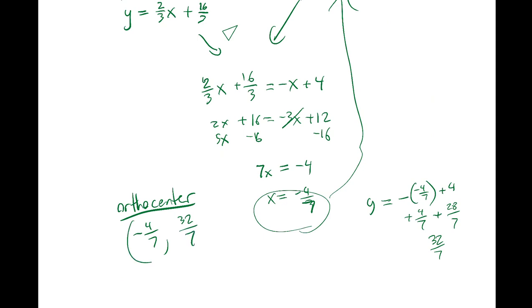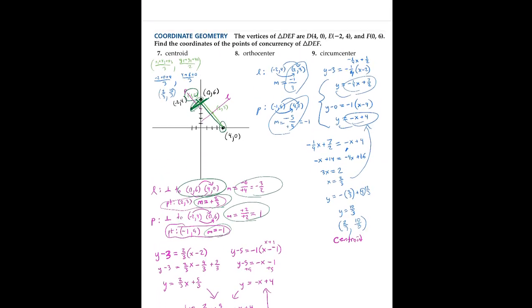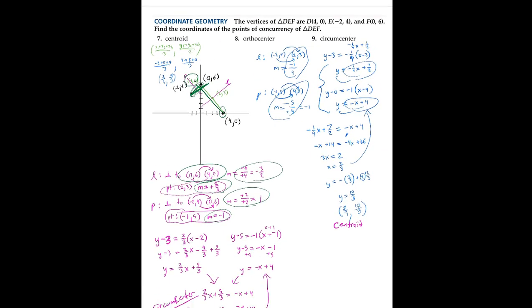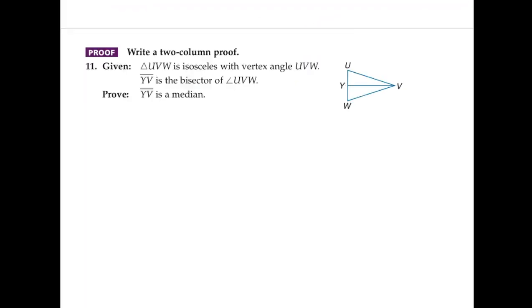So I maybe went too fast there, but that was a long problem. I just wanted to show you, don't be afraid of the algebra. You can absolutely find where two lines intersect. Okay, that's called a system of equations. Now let's just finish with two proofs, and that's it.